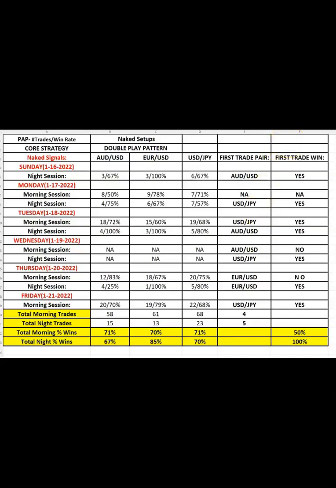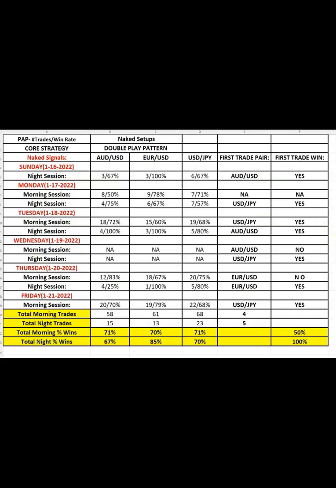Once again, I've talked about how it's almost like these results have a bell-shaped curve. So when we get away from the mean, we tend to come back to the mean. And so I would expect to see these percentages going up as we go into this next week. So expecting a really good week here.